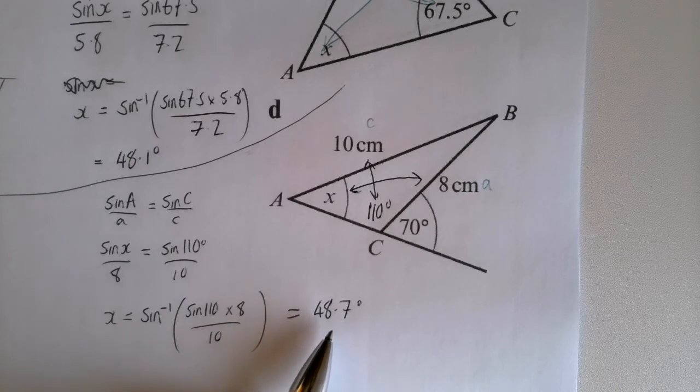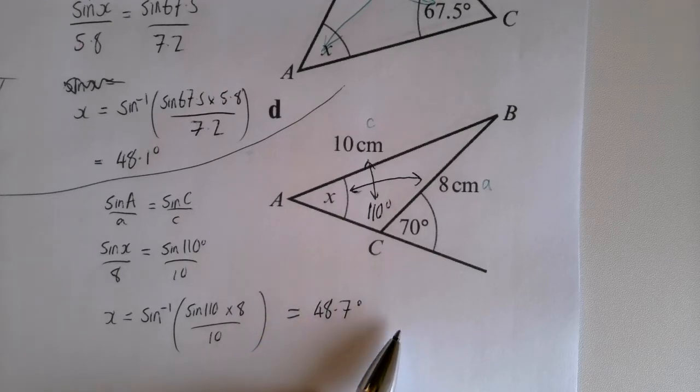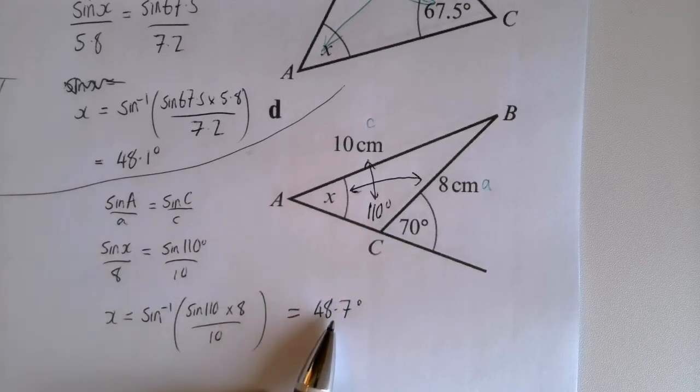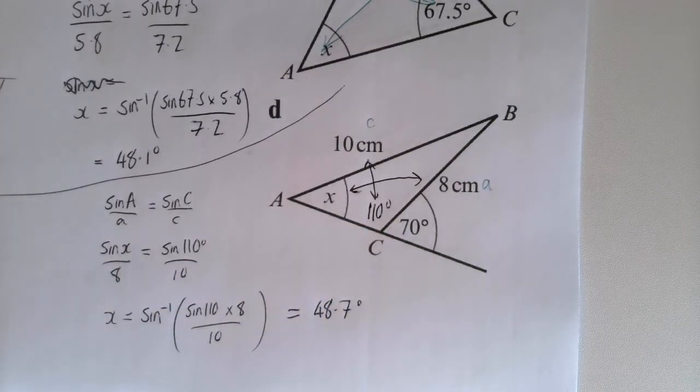So 48.7, so there's another angle with the same sine. That would be 180 minus 48.7, but I've got a 110 degree angle elsewhere in the triangle, so it couldn't be that. So that's the only potential answer.